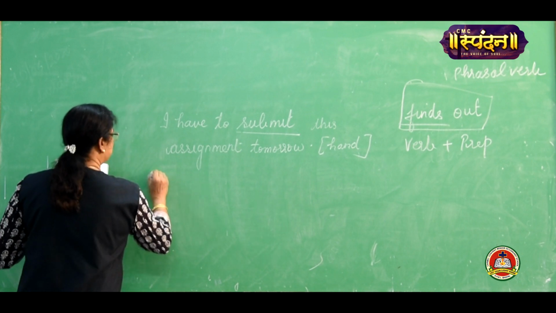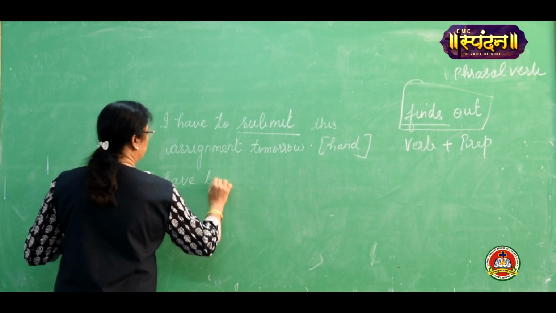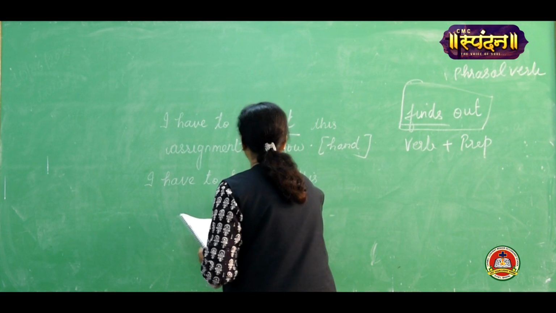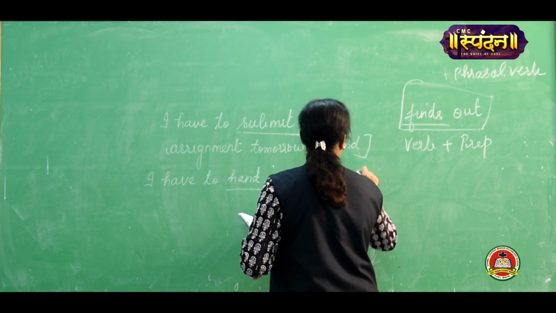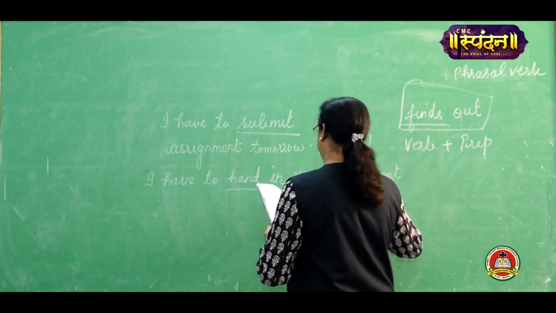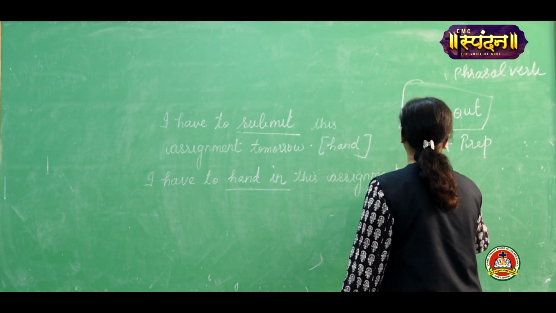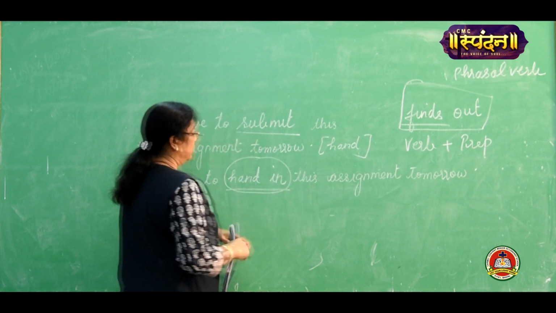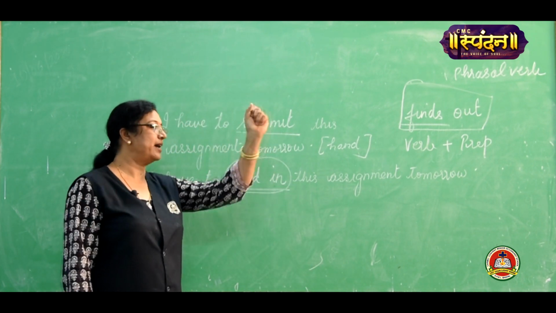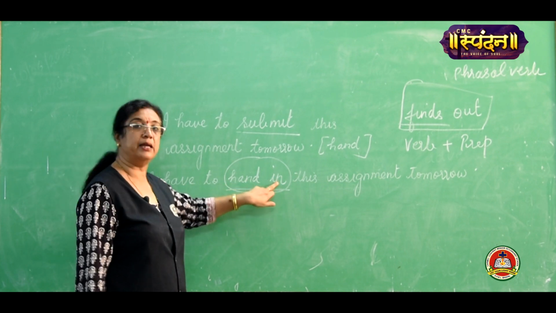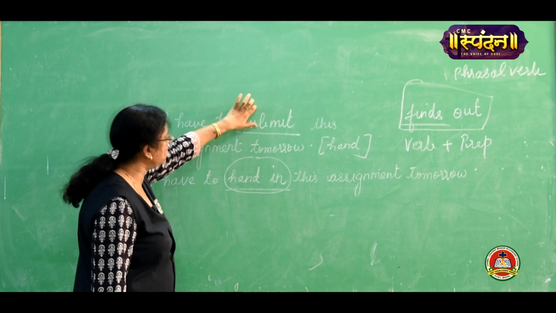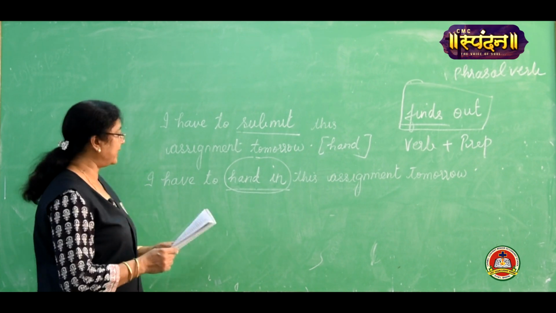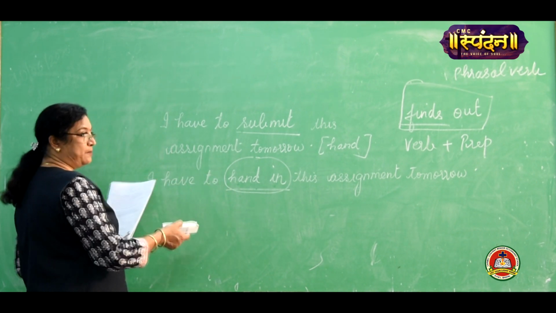So how will I write this sentence? I have to hand in this assignment tomorrow. So what I have done is I have added this word, in. This is a preposition, and here hand is not a noun, it is a verb. So hand in is a phrasal verb. Instead of the bold word, I have used this, but I have added one word to make a phrasal verb. Now I am not going to write down all the sentences, but I will write down the answers.